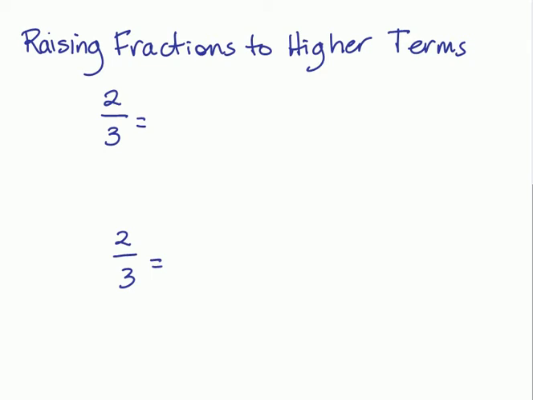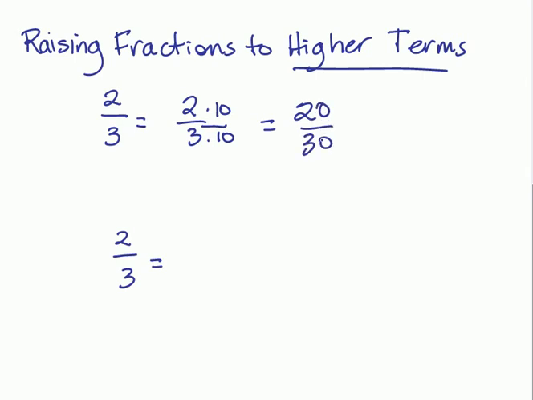Since fractions are just division, multiplication and division are compatible with fractions, meaning you can multiply or divide the numerator and the denominator by the same number. So when we're going to higher terms, we're obviously going to multiply. If we take 2/3 and multiply the top by 10 and the bottom by 10, so we multiply the top and the bottom by the same number, we would get 20/30ths, or 20 divided by 30. These two fractions look different, but they have the same value.